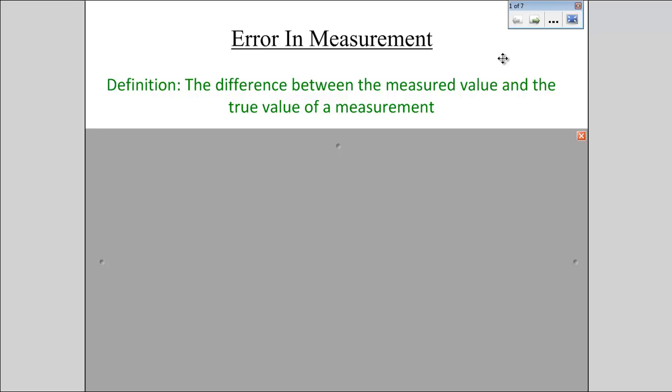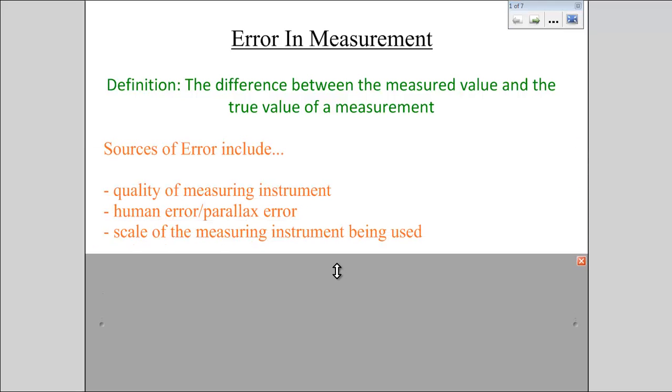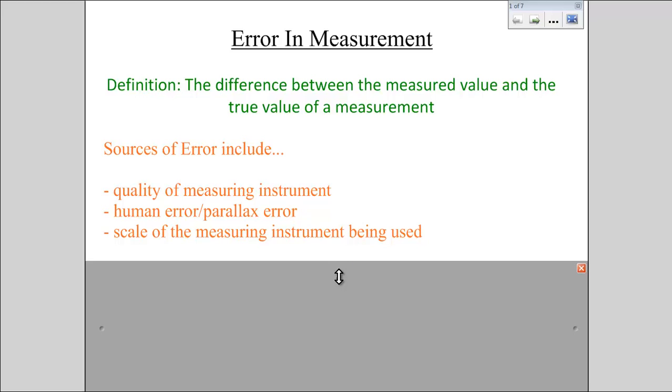So first of all, when we're talking about error, the actual definition that we have is the difference between the measured value and the true value of a measurement. So when you're using a measuring device, you can't actually be exactly 100% accurate. There are certain things that affect exactly how accurate you are, okay? So some sources of error could be the quality of the measuring instrument that you're using.